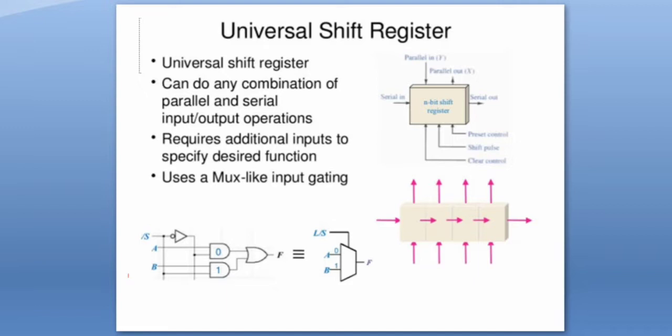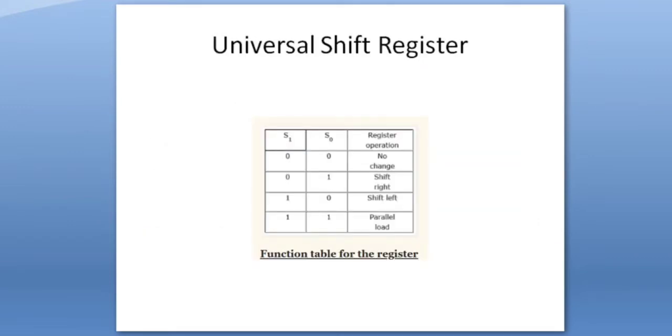Okay, now we will discuss the universal shift register table. So this is the main functional table. Here we are going to have the multiplexer, and we are going to have two selection lines. Based on this only we are going to do the operation here.